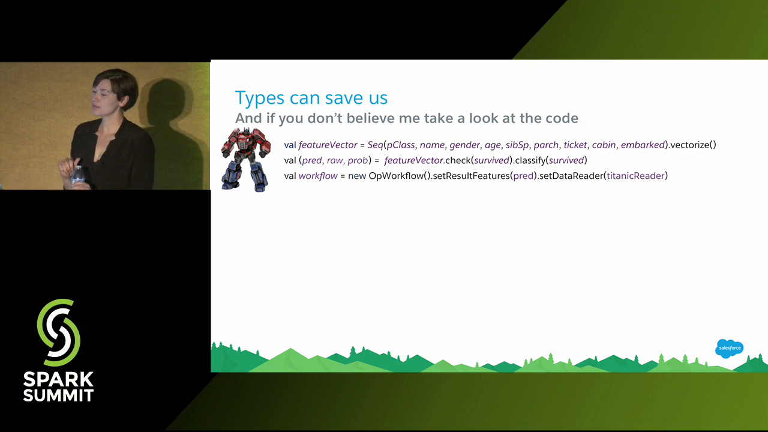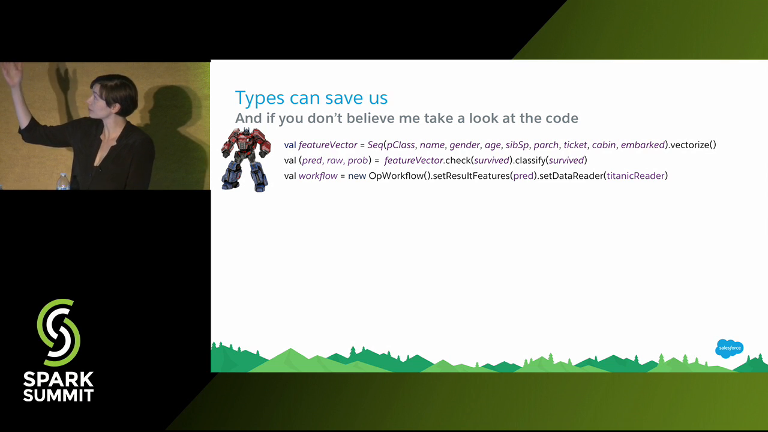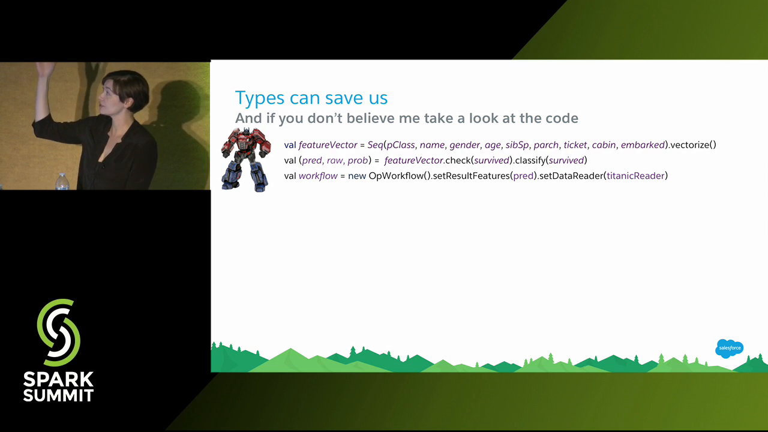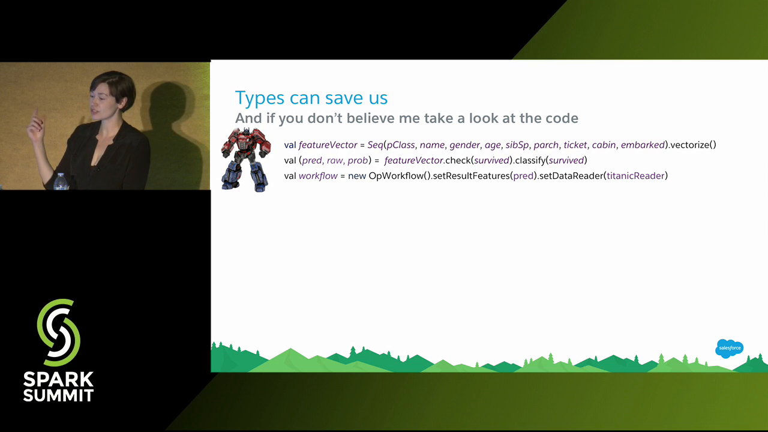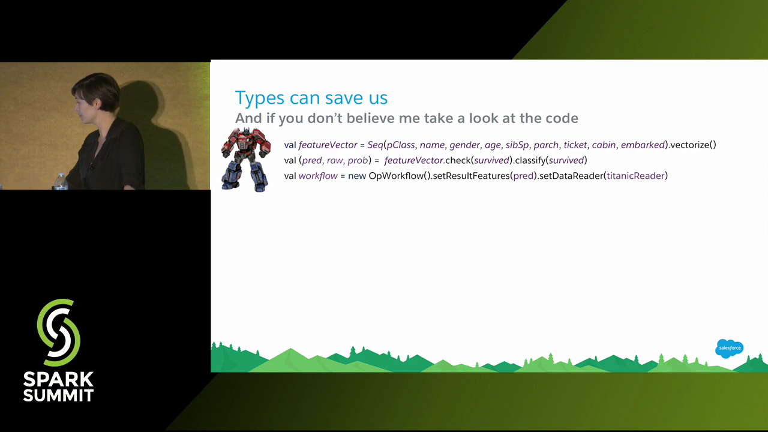So again, in Optimus Prime, you have your feature vector creation with a simple vectorize, and you then check your data and classify your data to produce the final features that you want, which are materialized with the workflow that's specified that gets the data from the reader.